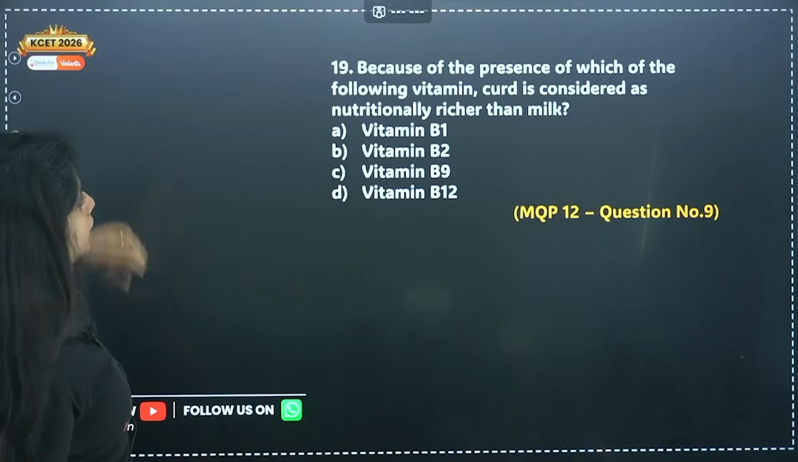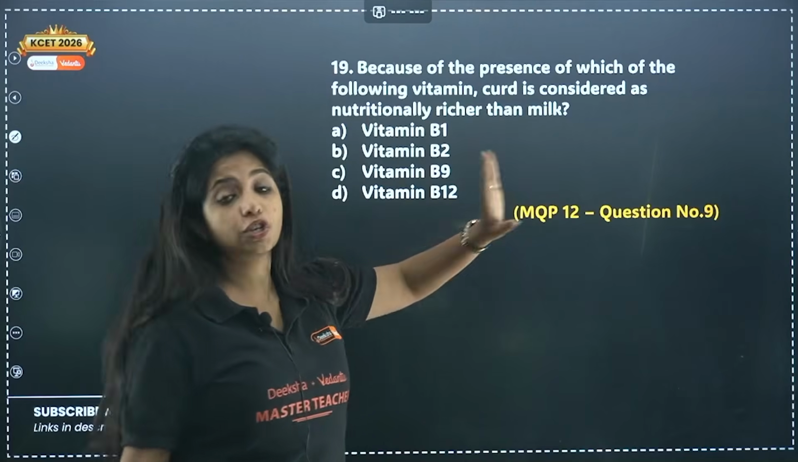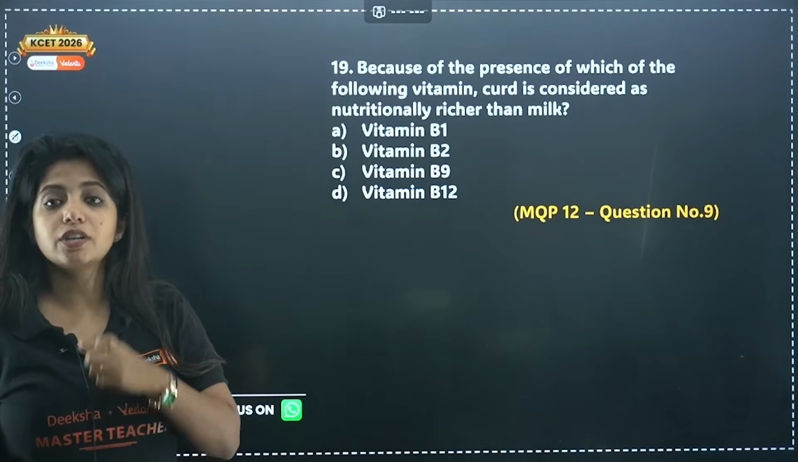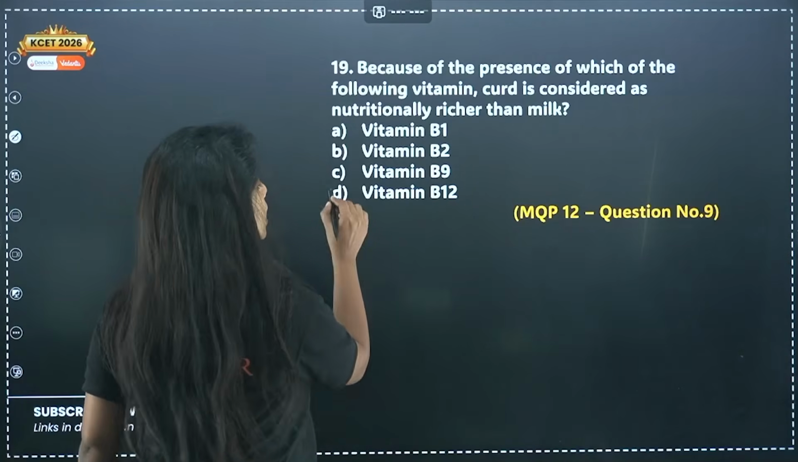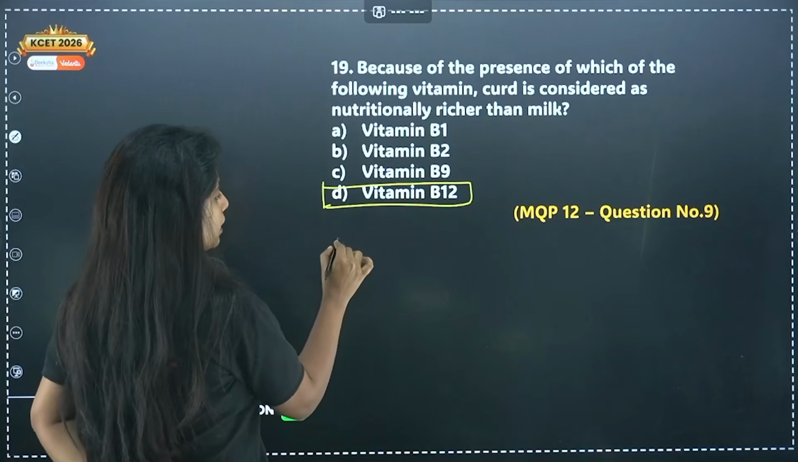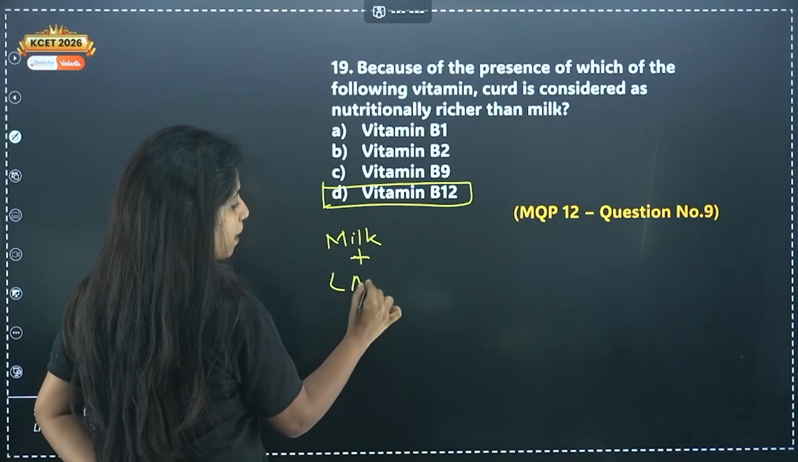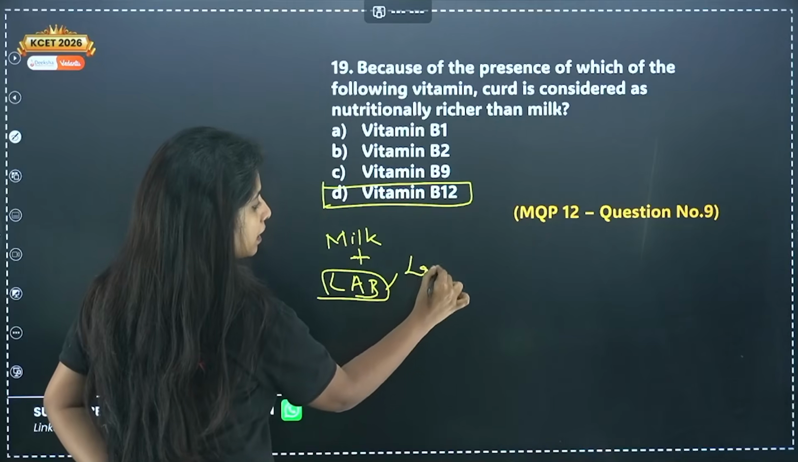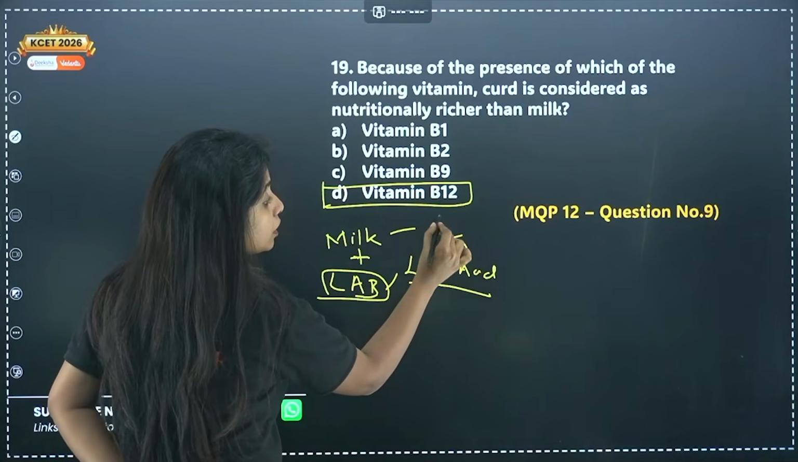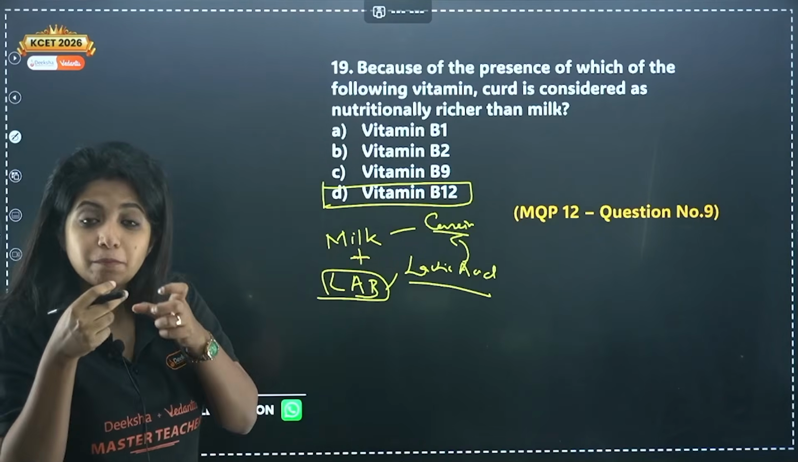Okay. Now, because of the presence of which of the following vitamins is curd considered nutritionally richer than milk? Why do you think curd is considered nutritionally richer than milk? Because, my dear children, curd has a very important thing which is known as vitamin B12. What happens is that when we add lactic acid bacteria to milk, it produces lactic acid. And this lactic acid works against the milk protein, which is casein. It partially breaks down the casein, which is why you get clumps.